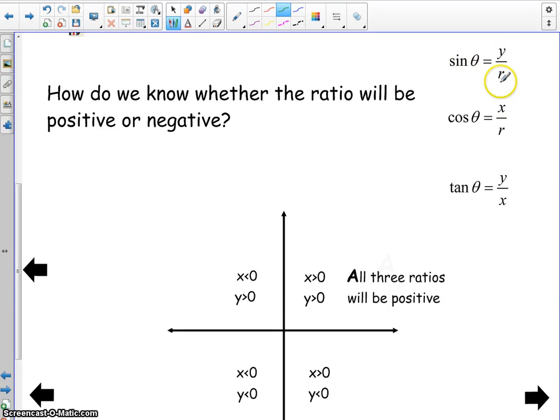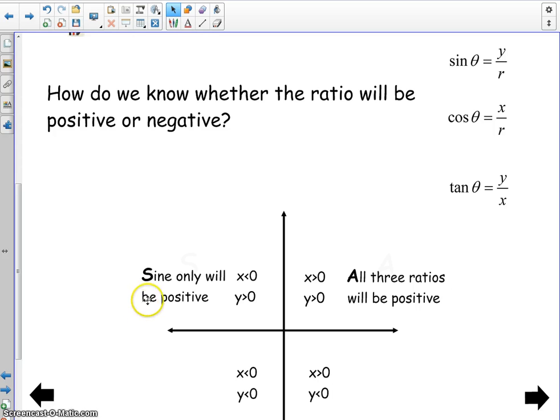So sine is y over r, y is positive, r is always positive, so sine is positive. And cosine, we have x which is negative, r which is positive, so you have a negative and a positive. Overall, cosine will be negative. And if you look at tan, y is positive, x is negative, so tan is negative as well. So the only one that's positive in this quadrant, quadrant 2, will be sine.